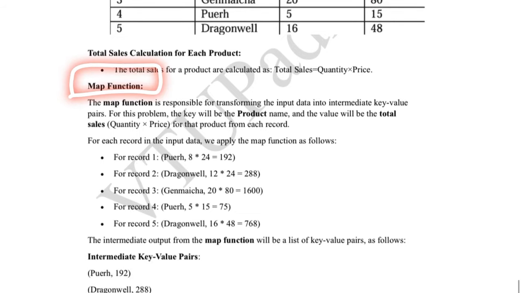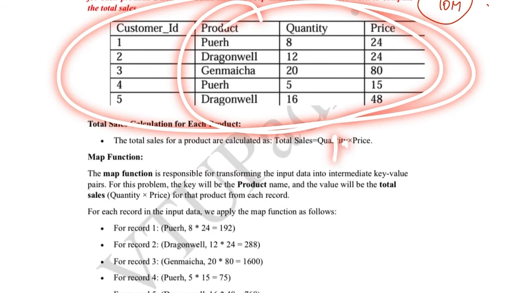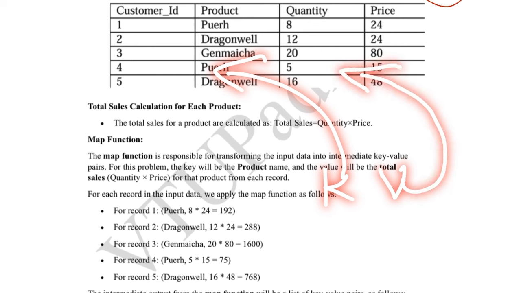Firstly, the map function. The map function is responsible for transforming the entire input into key value pairs. For calculating the key value pairs, key would be the product, and what would be the value? The value would be the total sales. In order to calculate the total sales, I have to multiply the quantity and the price, right?